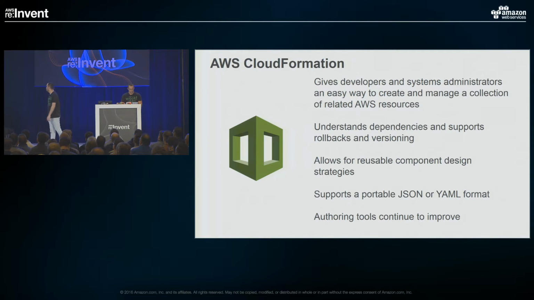AWS CloudFormation gives developers a declarative way to create resources and manage them. It also understands the implicit or explicit dependencies that you may have between resources. You can create reusable components as well. I'll talk about some of the reusability pieces on some examples that we've done for Windows. You can write it in JSON or now in YAML as well. And the authoring tools that we provide, and also some from the community, have started to improve quite a bit. So it's very easy now. There's a lot of error checking that happens as you write them.